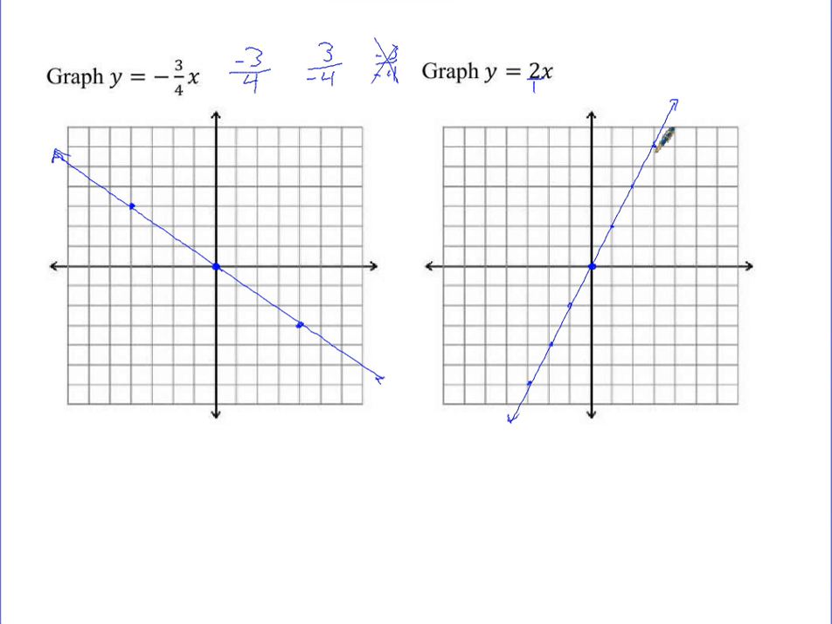Same thing over here. This dot right here would be 3, comma 6. So if I plug 3 in here, I have 6 equals 2 times 3. Is that true? Yeah. So there's an infinite number of ordered pairs on this line, but every single one of them works for this equation. None of these over here work. None of these over here work.